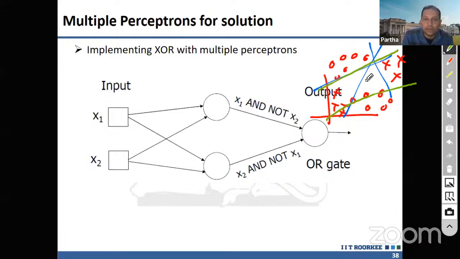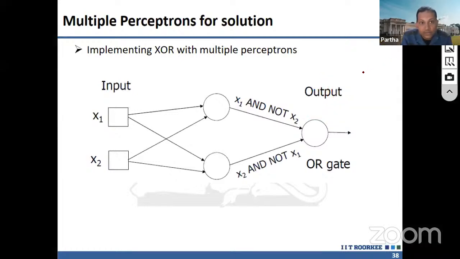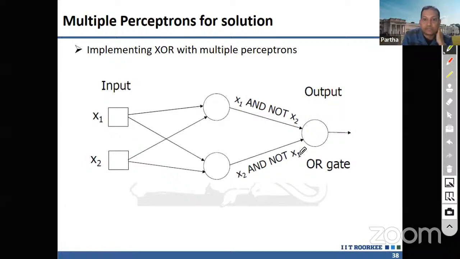So multiple perceptrons come together. Some perceptrons take some sub-problems to solve, another perceptron solves other sub-problems, and then finally another perceptron combines their sub-solutions to get the final solution. That's how multiple perceptrons work. If you have these two inputs, you have one perceptron and another perceptron. This will solve x1 and not x2, this will solve x2 and not x1, and then the final one will combine them.